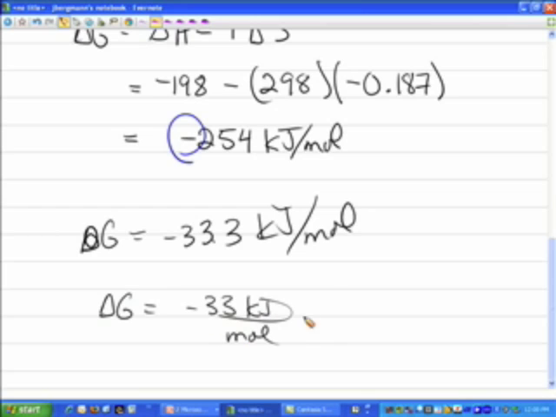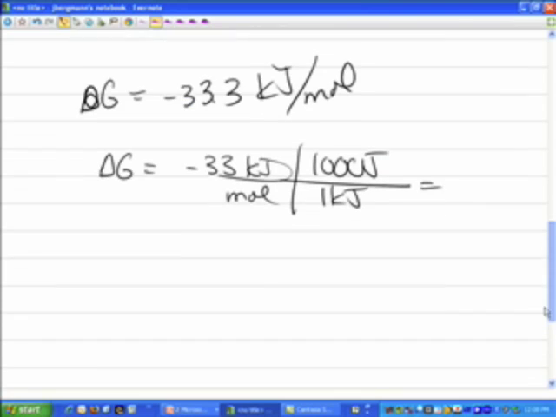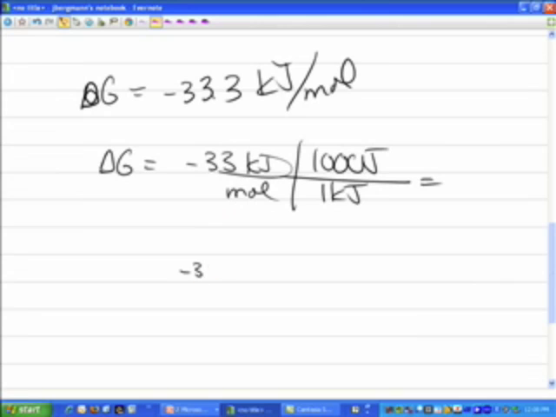per mole. Now we've got to convert that to joules per mole. One kilojoule is 1,000 joules. Now you'll see why I need to do that. It's actually 33.3, so you need 33,300 joules per mole. Now, why do I do that?